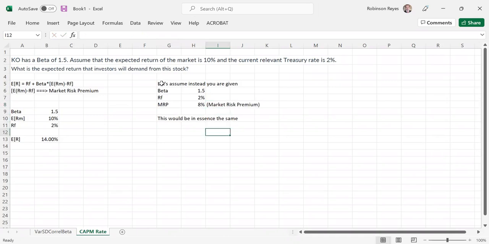In this case, we would calculate the expected return according to the capital asset pricing model by adding up the risk-free rate plus the beta times the market risk premium. And we already know that the expected return of the market minus the risk-free rate is exactly the same as the market risk premium. So we just need to do this and we still have the same 14%. It's exactly the same problem, but it can be presented in either of these two ways.